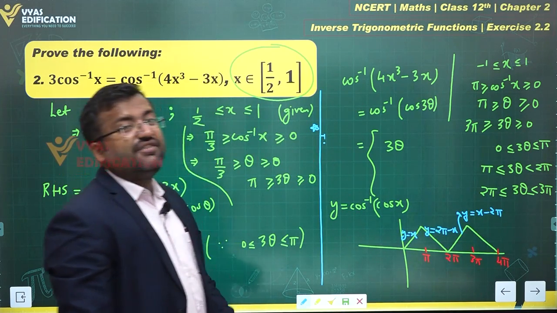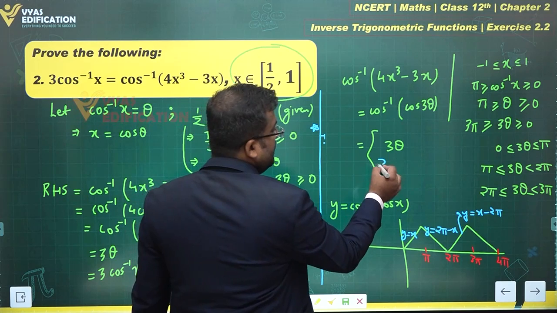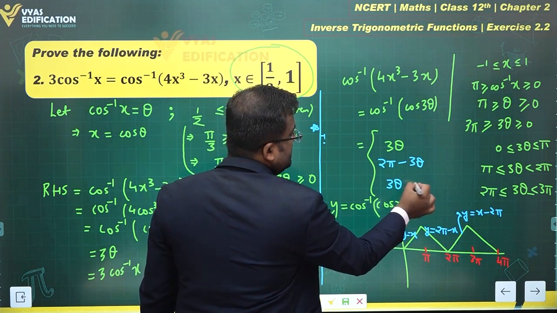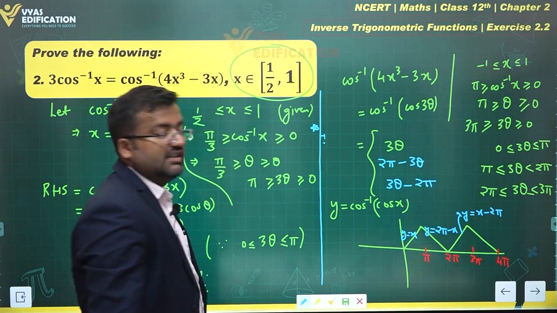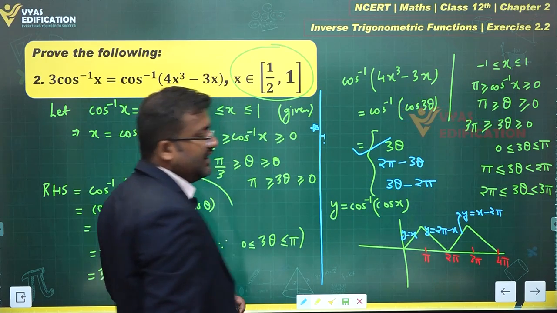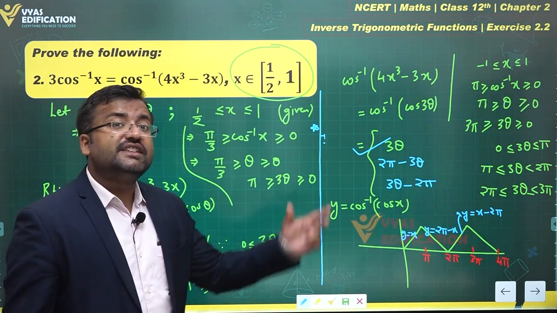So you have various definitions, and on the basis of that, various results. 2 pi minus x would imply 2 pi minus 3 theta, and 3 theta minus 2 pi. This is what you get. These are 3 different definitions. But here in this question, we are given the easiest one, right? Therefore, they've chosen this interval very wisely.